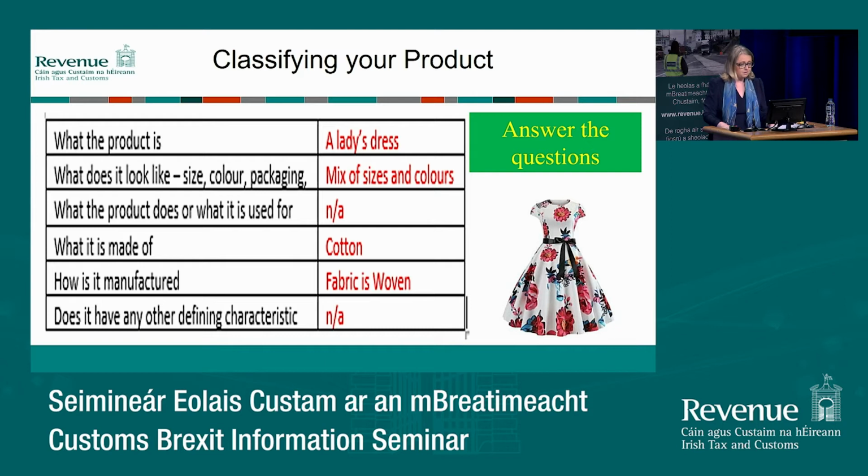So what is the product? It's a lady's dress. It's a mix of sizes and colours. What's it made from? We've got from our supplier that it's made from cotton. And then how is it manufactured? Well, it's a woven fabric.